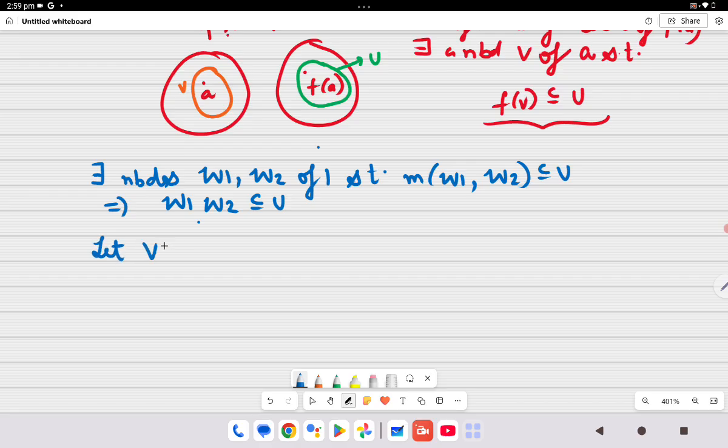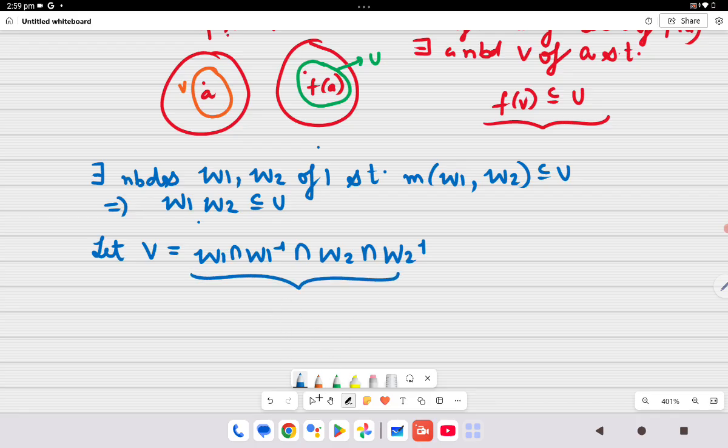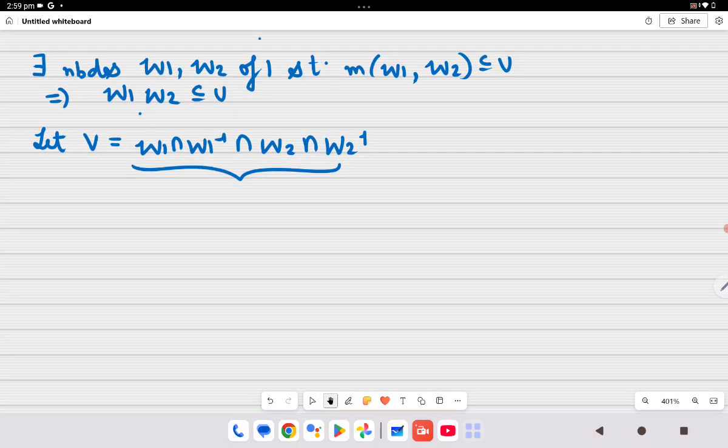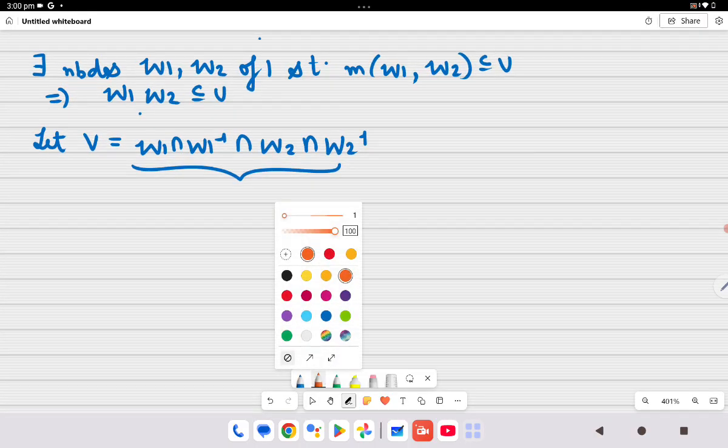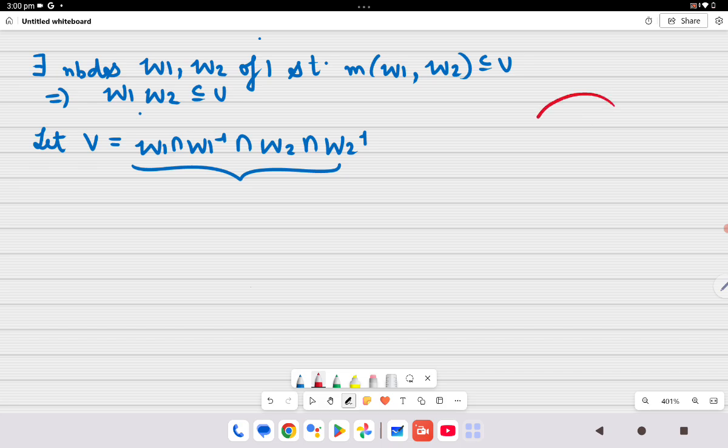Now, if I define V to be W1 intersection W1 inverse intersection with W2 intersection W2 inverse. Now, why are we taking it to be of this form? Let me give you the explanation. As I told you, if you have any neighborhood U of 1, you can actually find a symmetric neighborhood sitting inside it. So let me first tell you how we get that.